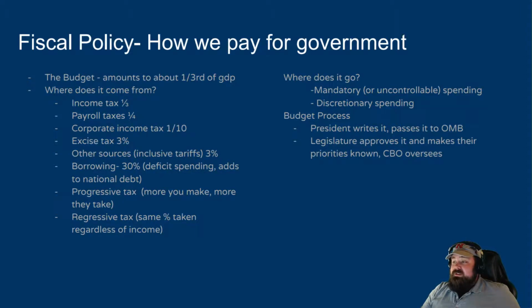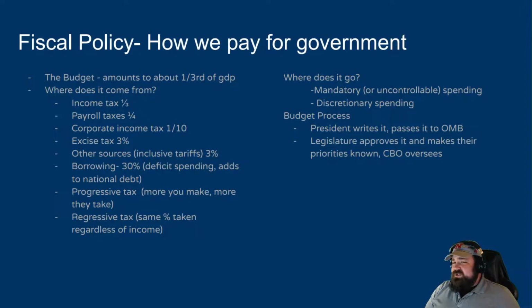Our budget actually originates from the Office of Management and Budget, under the president's purview. So the president's the one who actually writes the budget. And the budget typically consists of about 1/3 of the entire gross domestic product of our country. Now, the president's budget is checked by Congress. The Congressional Budget Office plays a role in checking the budgetary process.